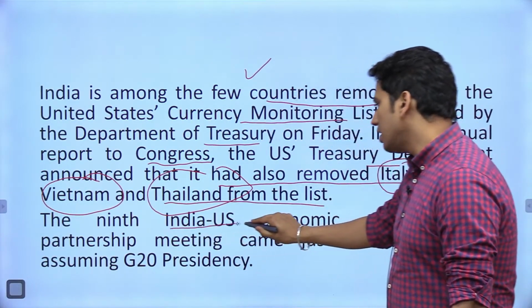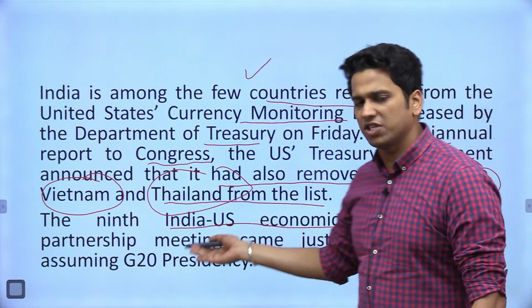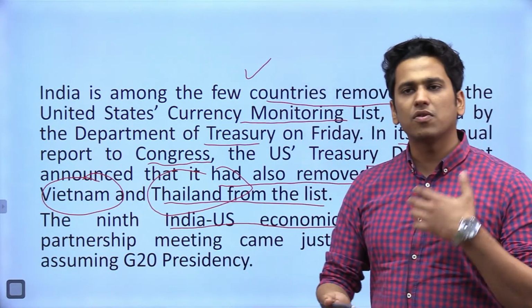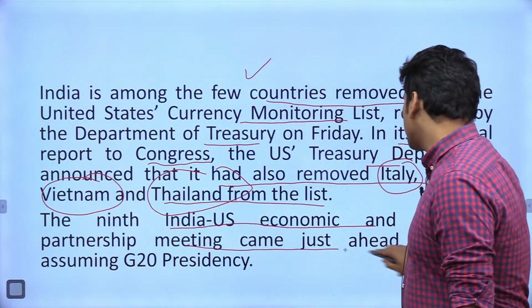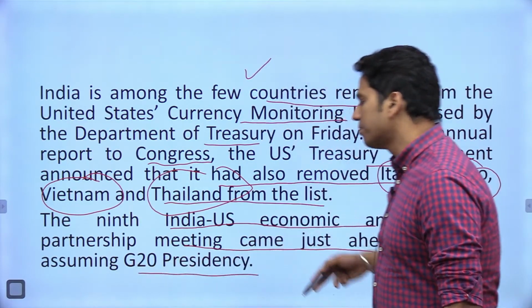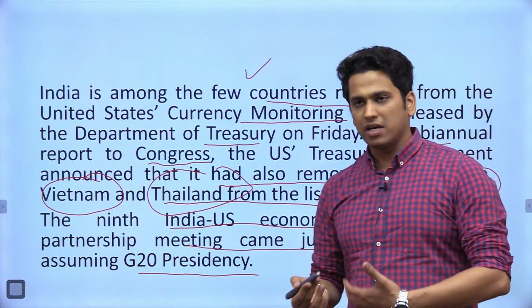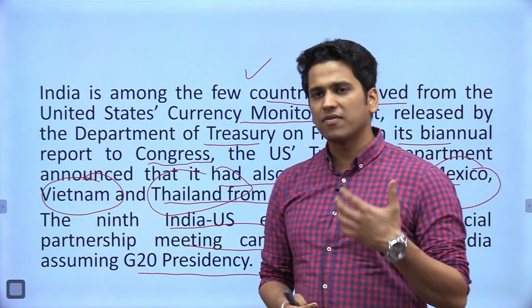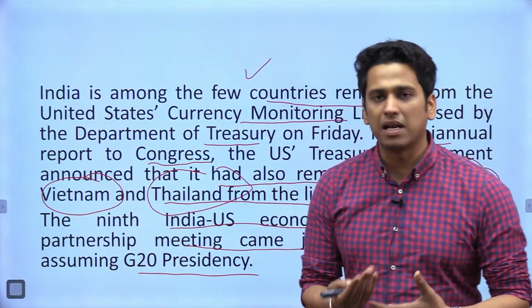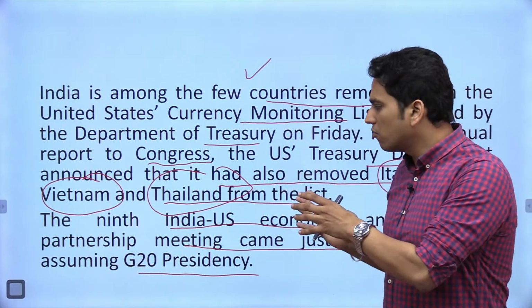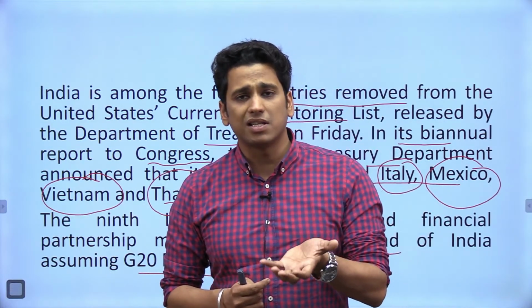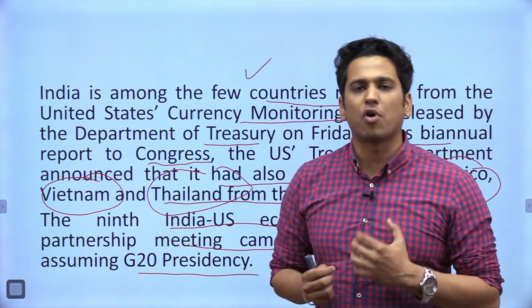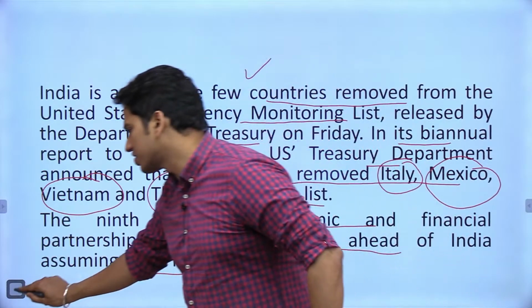The 9th India-US Economic and Financial Partnership meeting, which I just discussed and which was initiated in 2010, came just ahead of India assuming the G20 presidency. You might know that today is the start of the G20 summit in Bali. In this background, this currency manipulation issue, with us now being removed from this list, becomes very important for us. Now let's try to understand.